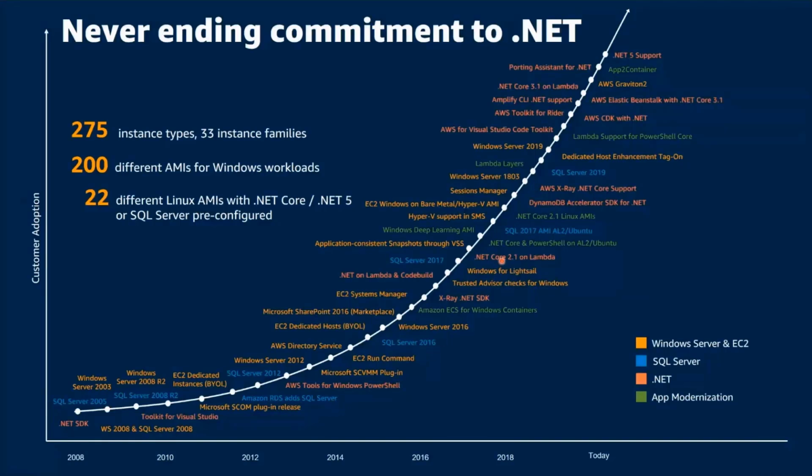We have Windows Server and EC2 listed here because before 2016, .NET Framework required Windows, so Windows Server and .NET were closely related. I also have listed here SQL Server, .NET, and app modernization efforts. The recent changes I've added here include our Graviton 2 processor, our porting assistant for .NET, App2Container, and today's topic, .NET 5 support.